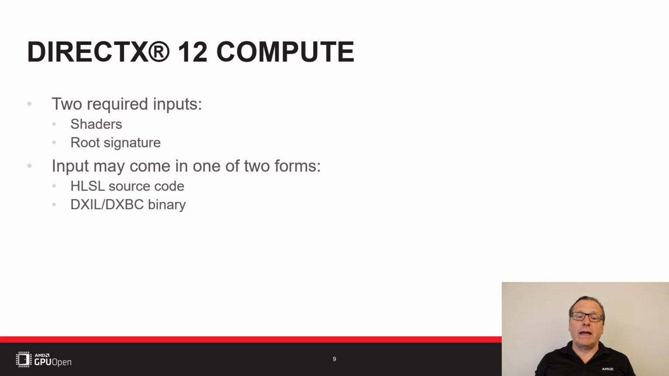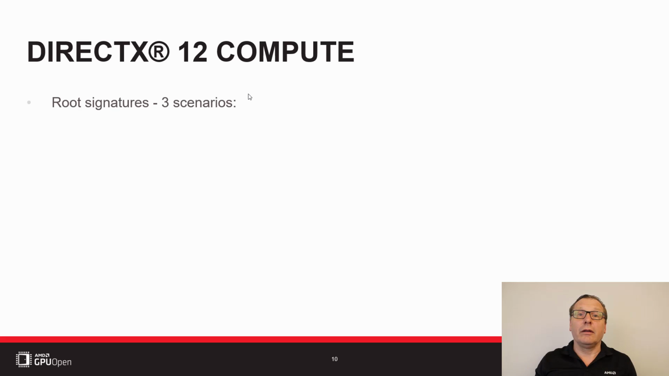Secondly, for DXIL or DX bytecode binary, no front-end compilation is performed, and the binaries are passed directly to the back end. Since root signatures are a new requirement for RGA, let's have a deeper look at how they can be provided to the tool. There are three main scenarios with root signatures.